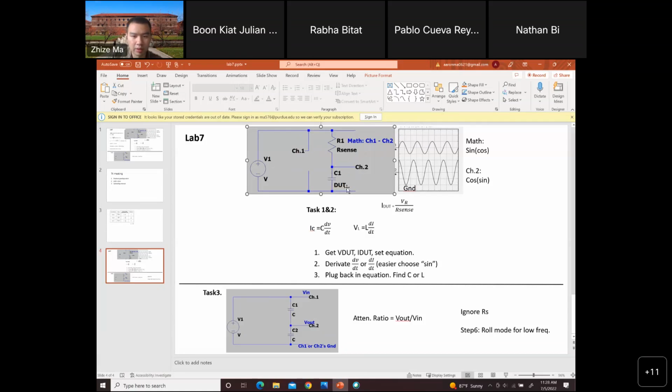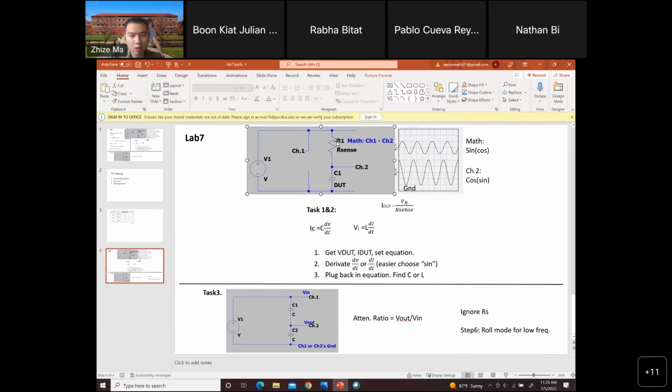In task 1, it is the voltage across the capacitor. In task 2, it is the voltage across the inductor. This circuit diagram here is for the benchtop equipment, because the benchtop equipment can only take single-ended measurements. Since you're using the AD2 here, you don't have to use a math function to measure the voltage across R sense.